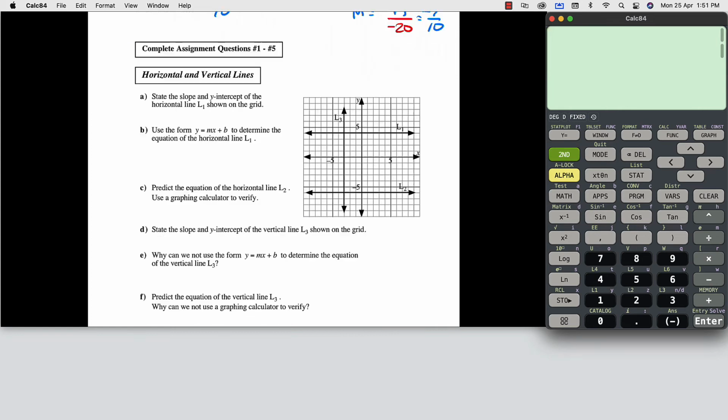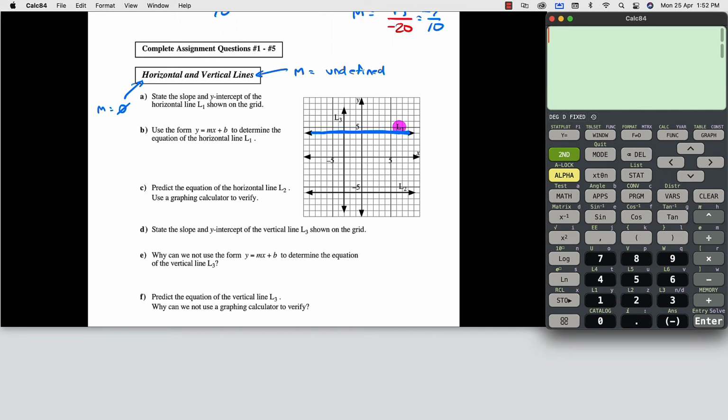Okay, now it's asking us to take a look at horizontal and vertical lines. So again, think back to the theory that we had before. A horizontal line had a slope equal to 0, and a vertical line had a slope that was undefined, or it's not possible. Okay, now let's just run through this. State the slope and y-intercept of line 1. So line 1 is right here, which is this horizontal line, which is going from there to there.